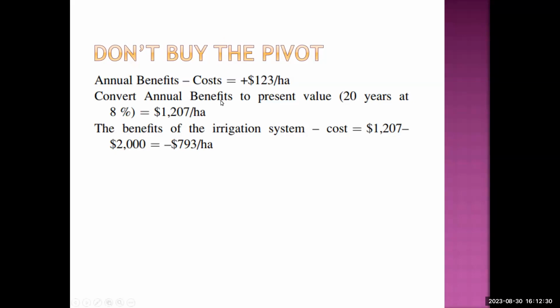So then if your annual benefits are $123 per hectare, the present value of your annual benefits would only be $1,200 per hectare, which is far less than the cost of the irrigation system. So let's go back. You wouldn't invest in a center pivot irrigation system if you're in a developing country. Any comments?